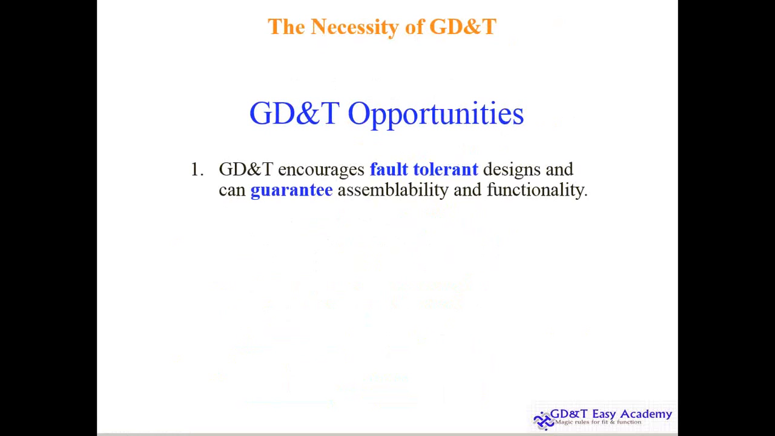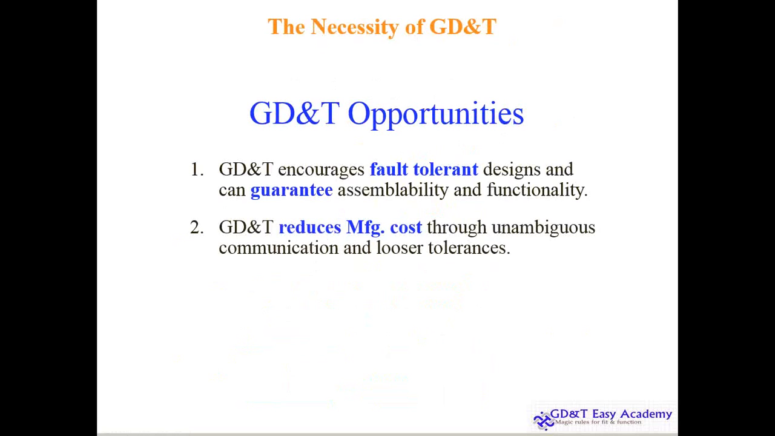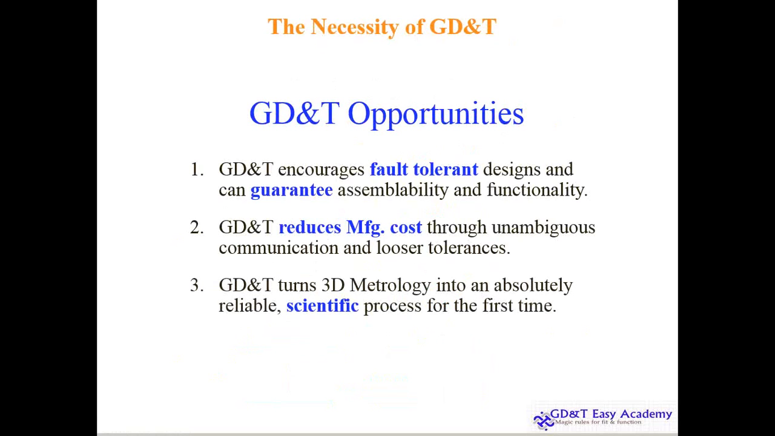And the GD&T opportunities are like this. GD&T encourages fault-tolerant design and can guarantee assemblability and function. GD&T reduces manufacturing cost through unambiguous communication and looser tolerance. So GD&T gives you a higher tolerance so that you can play around. GD&T never only gives a loose tolerance. And GD&T turns the 3D metrology inspection system absolutely reliable in a scientific process.